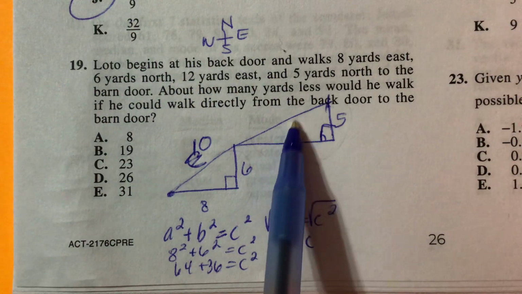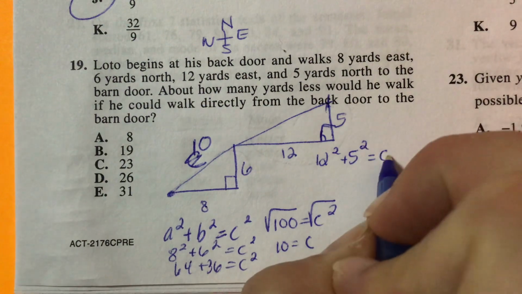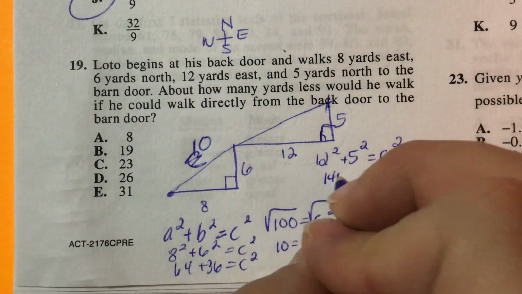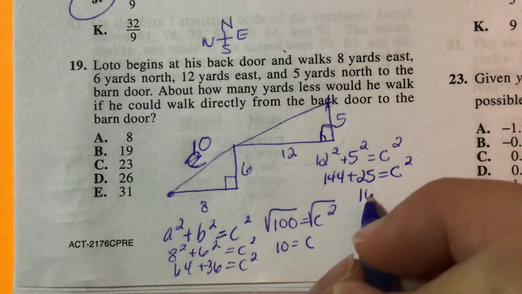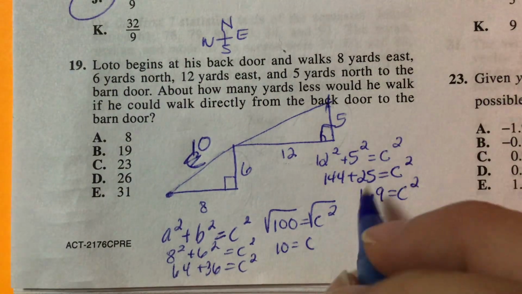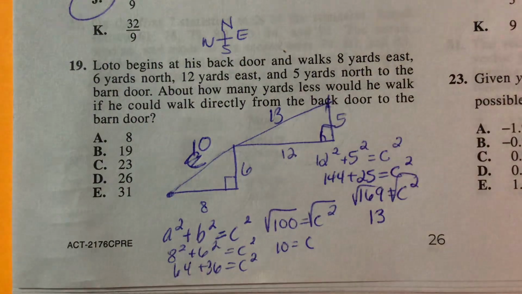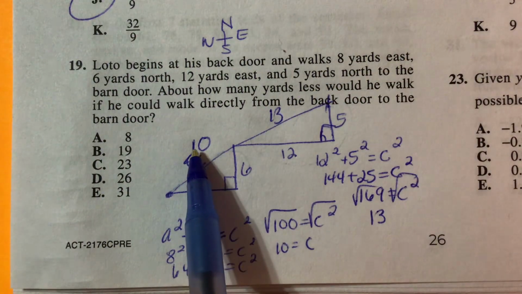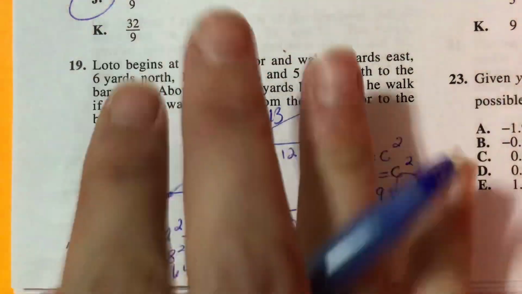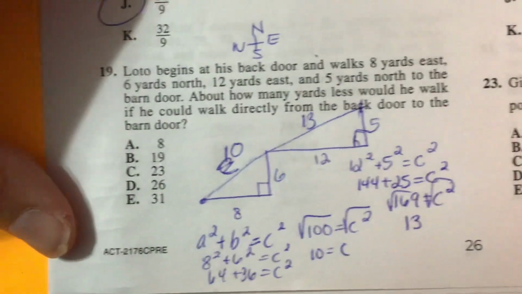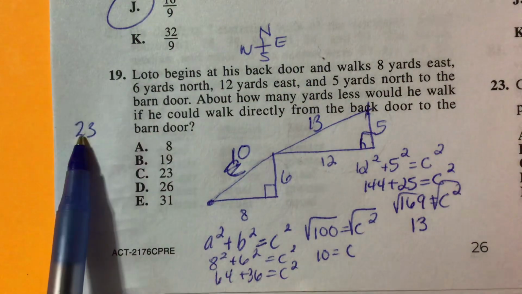Here, this is a right triangle as well. So I'm going to do 12 squared plus 5 squared equals c squared. So 144 plus 25 equals c squared. 169 equals c squared. Take the square root, and that's going to be 13. So if he would have walked a straight line, 10 plus 13 would have given me 23. He would have walked 23 yards.